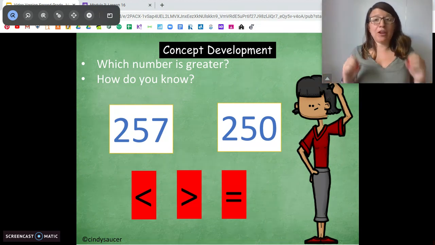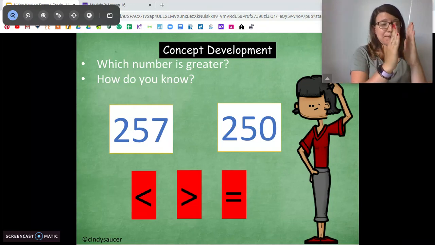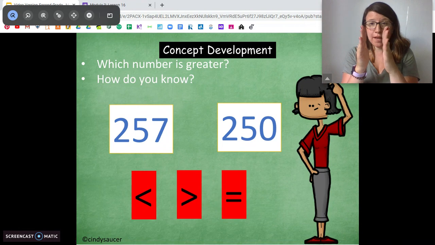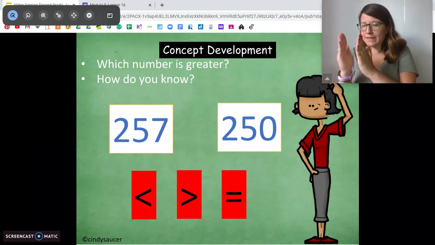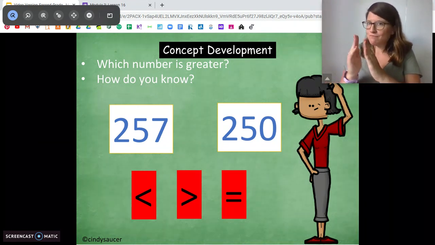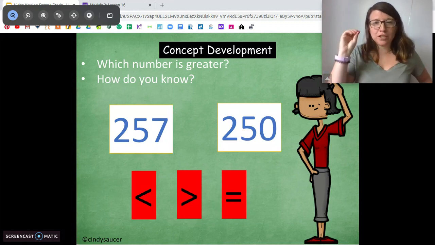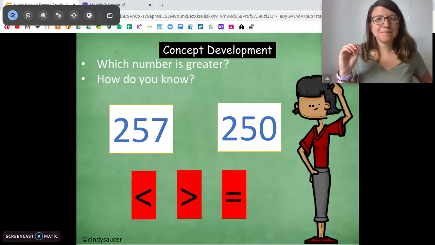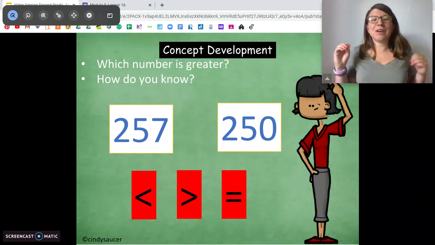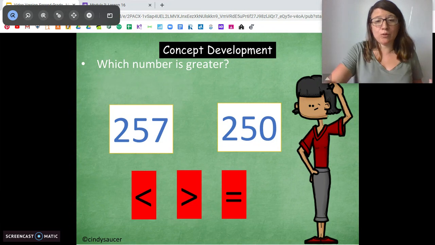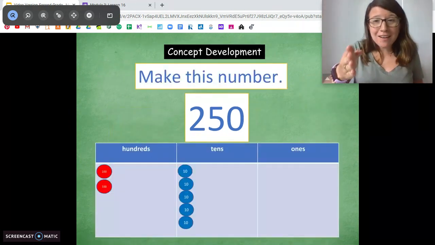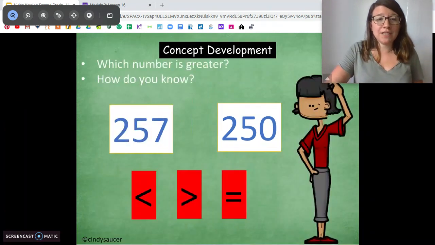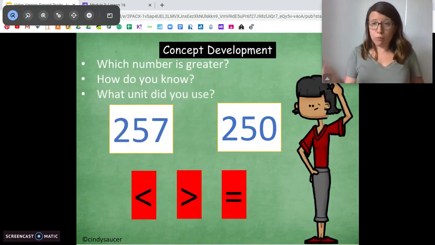Exactly. If you look at your place value chart, they have the same number of hundreds, right? Great. They have the same number of tens, right? Great. Do they have the same number of ones? They do not. Which number has the greater number of ones? Very good, 257. There are 7 ones in 257, but there aren't any ones in 250. So we know that 257 is greater by looking at the ones place.